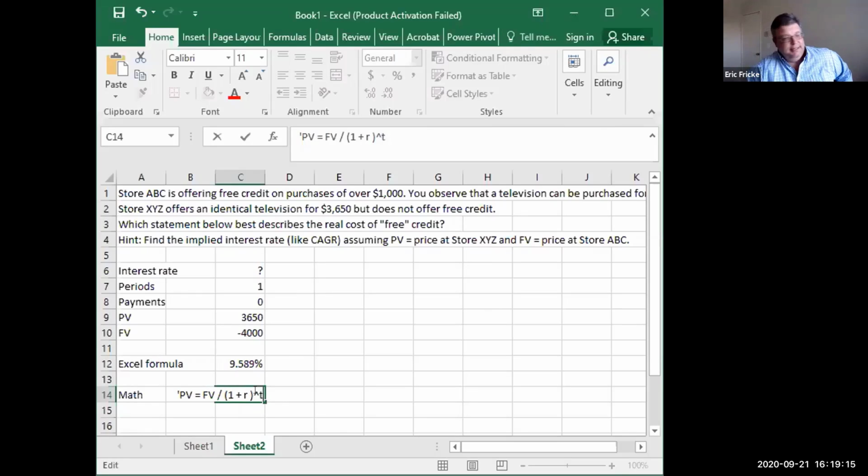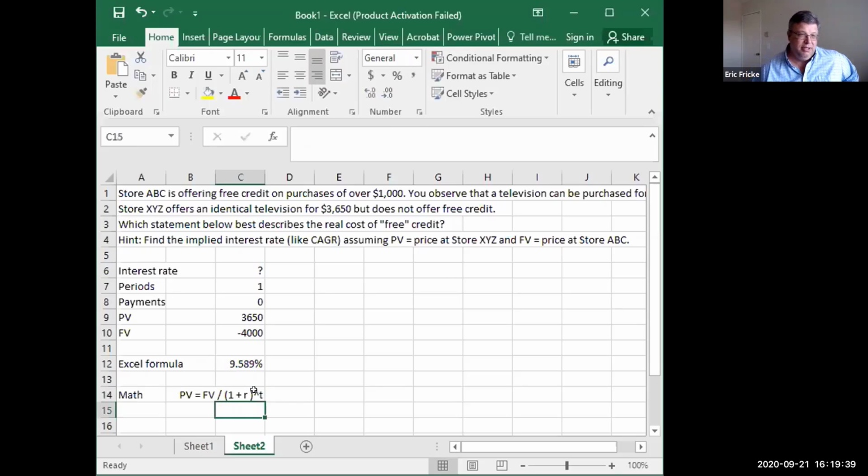I will say this: whenever you're solving for interest rates, when you're given PV and FV and you have to solve for the interest rate, this is where using the Excel formula really does make it a whole heck of a lot easier. This one is relatively simple because it's only one period.